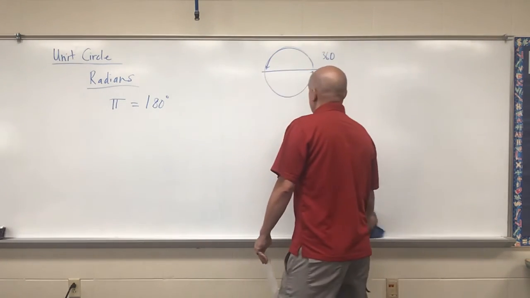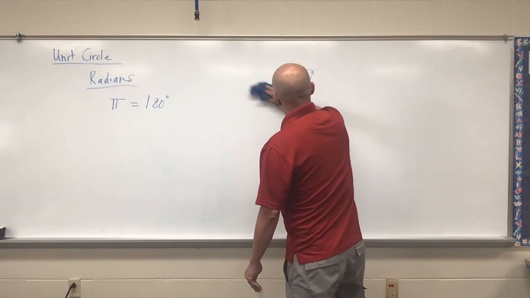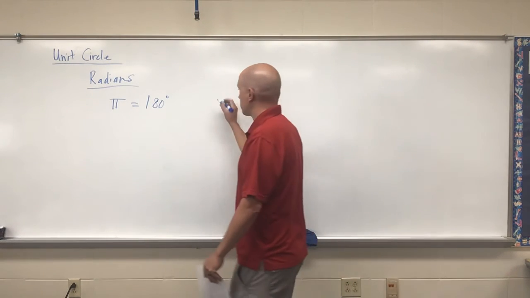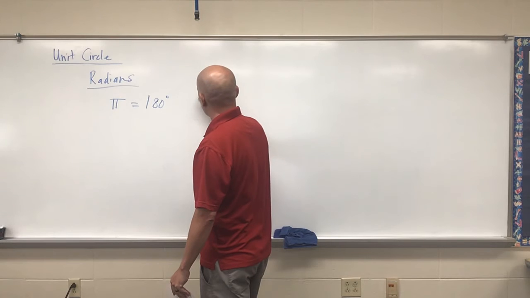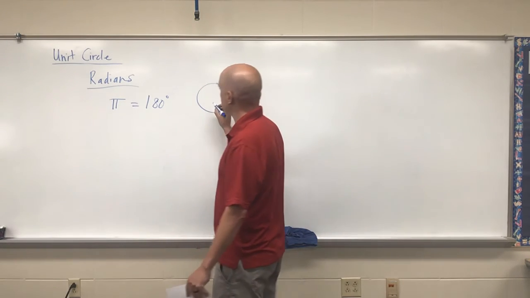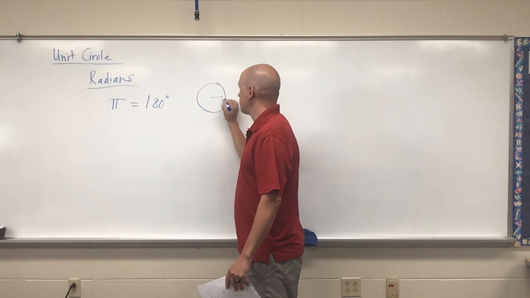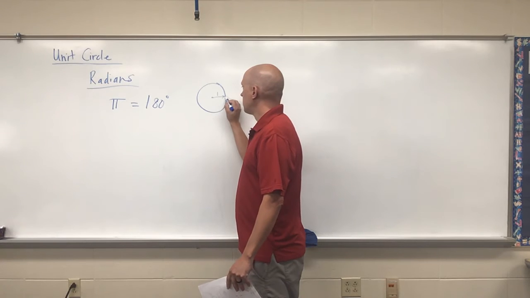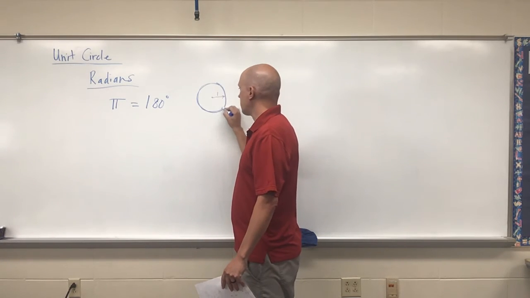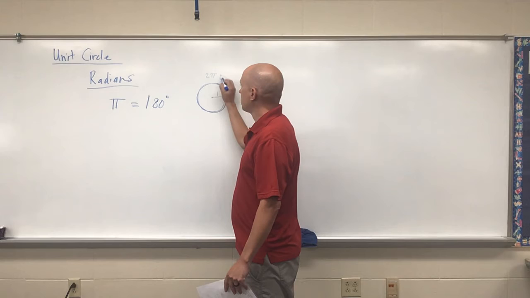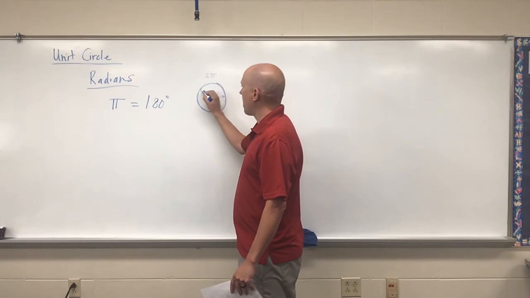Radians is built on something different. Radians is built more on distance. It's built on distance around a circle. So in a unit circle, what's the full distance around? Well, if the radius is equal to 1, the distance around is going to be its circumference, which is 2 pi. Well, how far is pi?